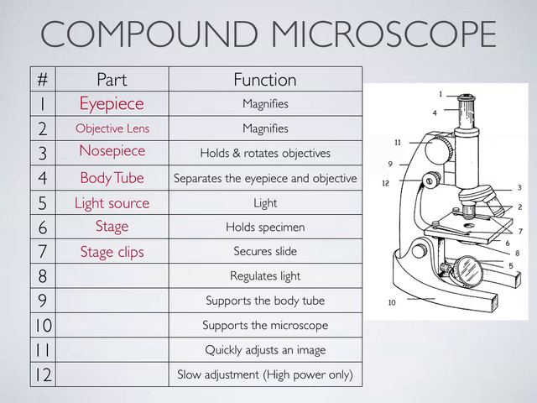But our compound microscopes have something that's a little different. We have a different type of clip. So it's a little lever and an arm. You can see I'm holding it here. That holds the slide in place. So there's lots of different types of microscopes. They all do the same basic thing.